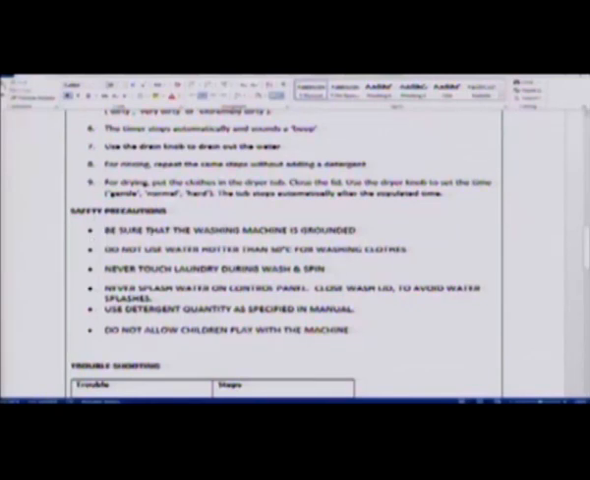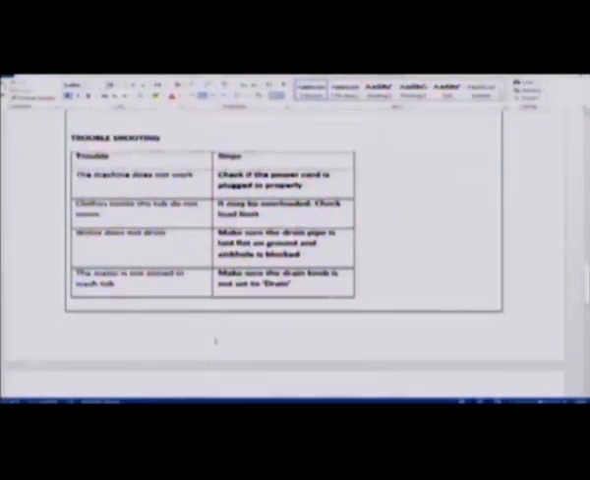So, be sure that the washing machine is grounded. Do not use water hotter than 50 degrees centigrade for washing clothes. Never touch laundry during wash and spin. Never splash water on control panel, and so on. So, a list of precautions a person needs to keep in mind.